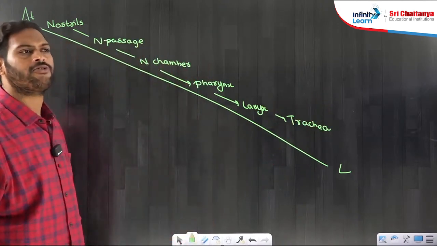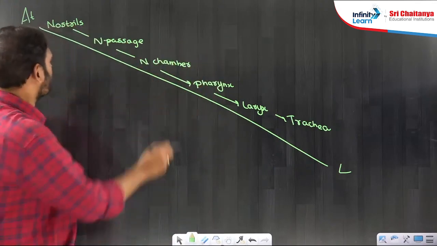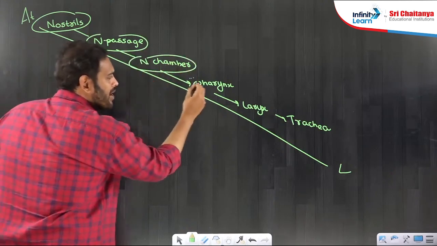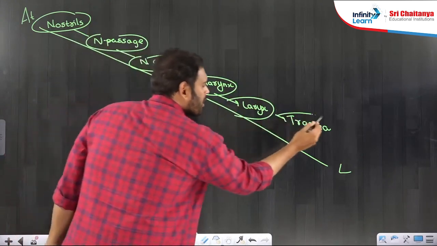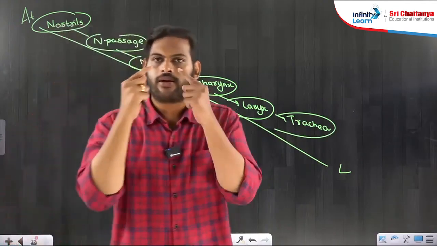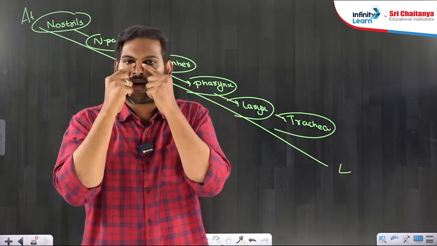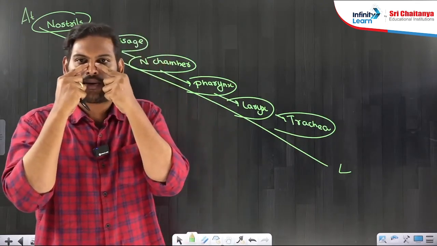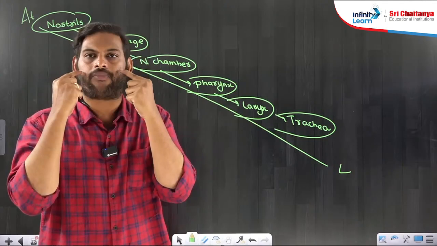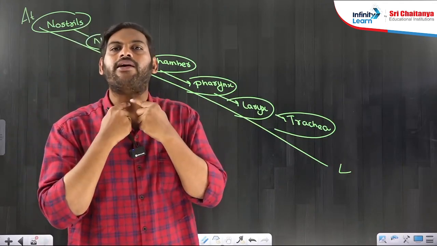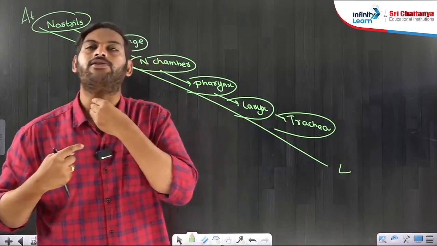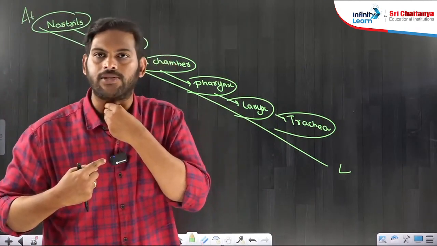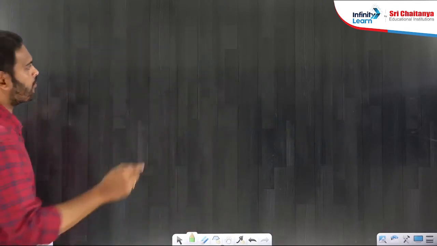All of us are very much familiar with the sequence. Nostrils to nasal passage, nasal chamber, pharynx, larynx, trachea. See visually, this is the nostrils. Back of it, the nasal passage opens into the nasal chamber, pharynx, larynx, trachea. This is the larynx, the sound box. You can touch it. This is the pharynx, larynx.